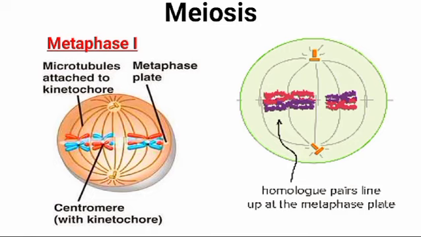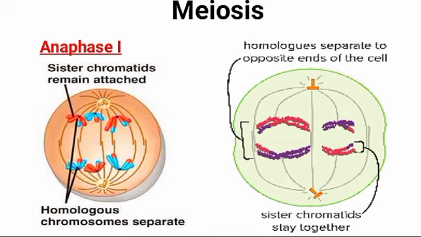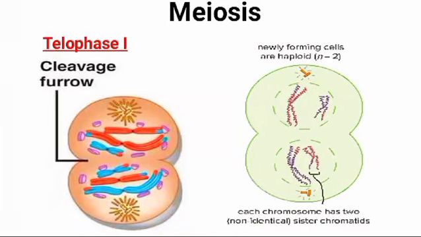Now metaphase 1. It is the shortest phase, and the tetrads align on the metaphase plate, and spindle fibers attach to the kinetochores of the centromeres. Anaphase 1. Homologous chromosomes separate and move towards the poles, and the sister chromatids remain attached at their centromeres. Now in telophase 1, each pole has a haploid set of chromosomes. Cytokinesis occurs and two haploid daughter cells are formed.